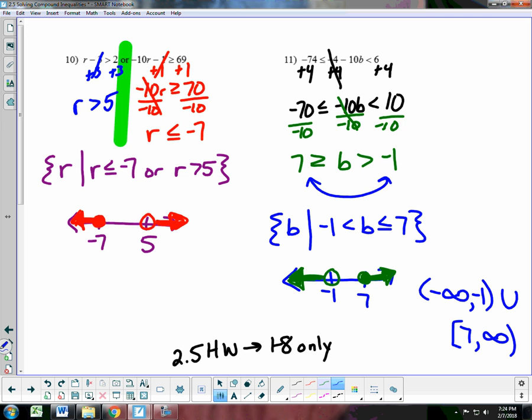We're going to stop there for the notes. I know there are more in the notes, but I'm just going to focus on those, and then in the homework, only focus on 1 through 8.